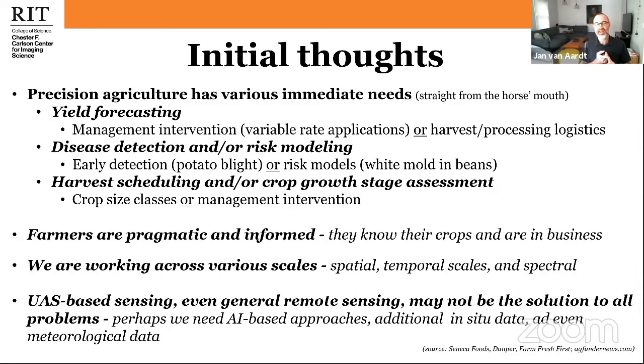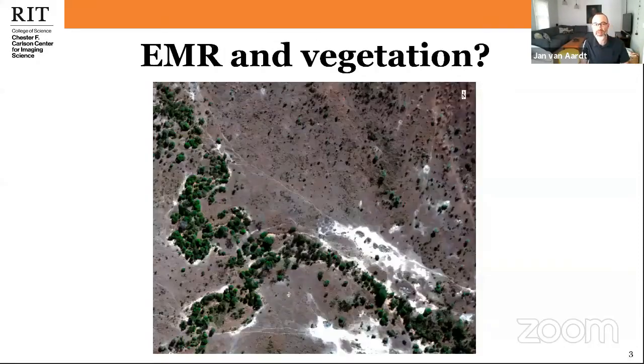Yield forecasting. They want to know how much yield they can expect for logistic purposes, harvesting purposes, or for intervening and improving the yield. Disease detection, that's the difficult one. Can they apply fungicides, pesticides more strategically and not for the whole field? And then the interesting one to me, harvest scheduling, when to harvest so that you have optimized yield. And that's something I always thought that farmers knew. I grew up on a farm, but for some of these crops, there's a very specific time period when you want to harvest to make sure that you get optimal yield.